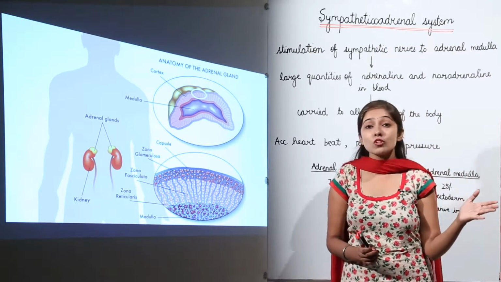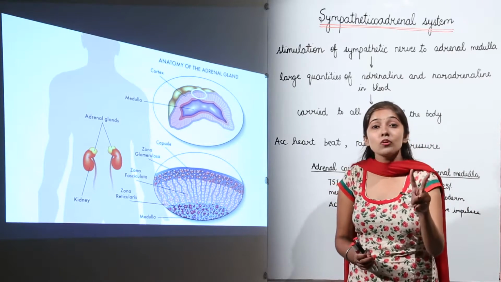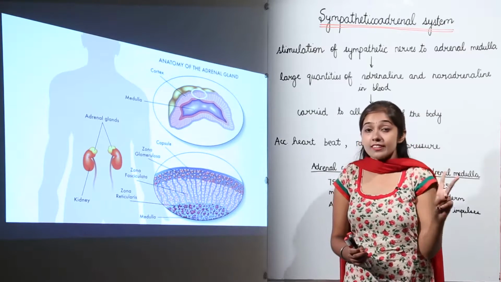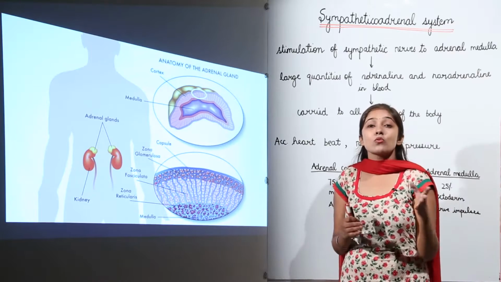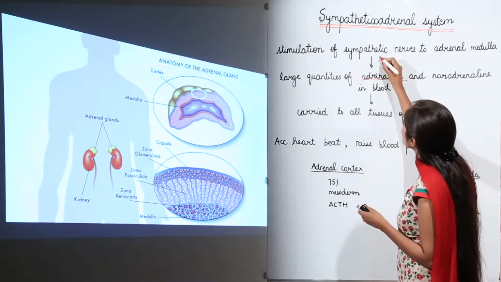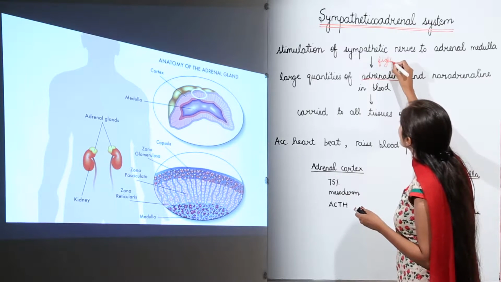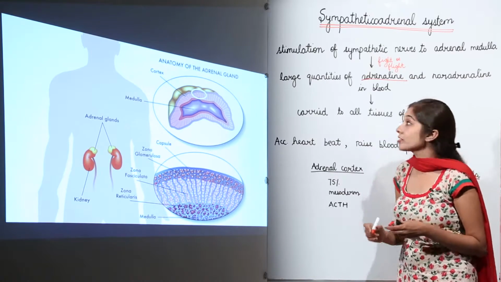What are the two hormones of the adrenal medulla? These two hormones are the adrenaline hormone and the noradrenaline hormone. This adrenaline hormone is the emergency hormone, which is going to produce the response that we call the fight or flight response. That is why this is the emergency hormone of your body.